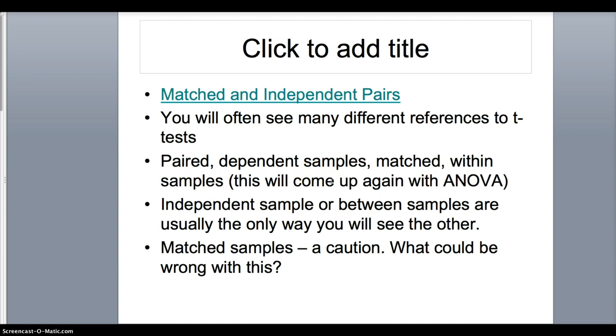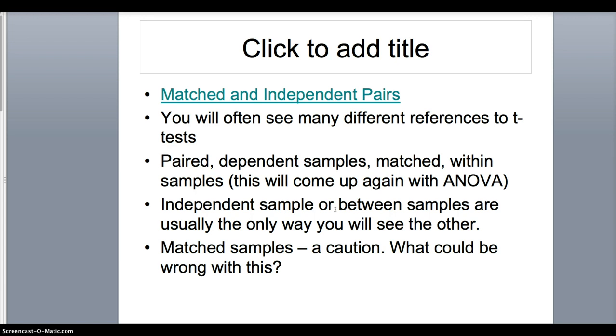The most common type that we'll see is where you have one group, you give them a test, provide some sort of treatment, and then you give them another test. So that is one group with two tests. That's sometimes called paired, sometimes called dependent. An independent sample or between sample is where we have two groups with one test. So we're comparing males and females, for example.